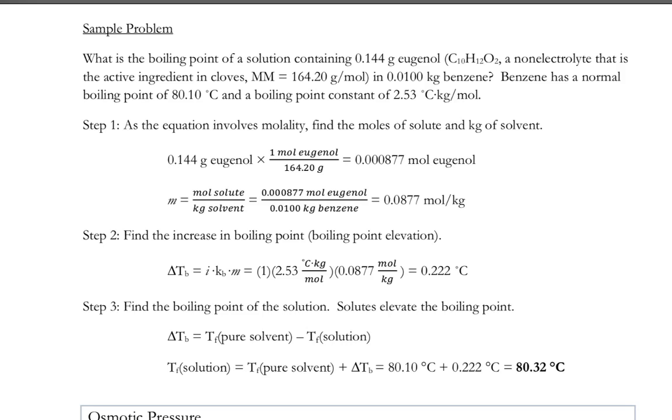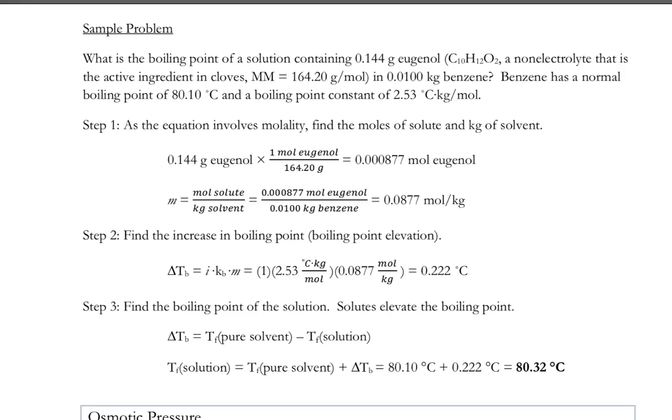So K sub B, we're given to be 2.53 degrees Celsius kilogram per mole, and then we multiply by the molality, 0.0877 moles per kilogram. So we see kilograms cancel, moles cancel, and we're left with degrees Celsius, 0.222 degrees Celsius. So that's the amount that the boiling point goes up by.